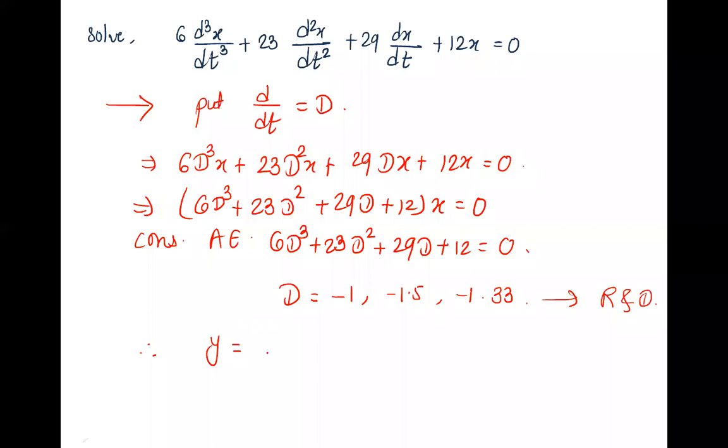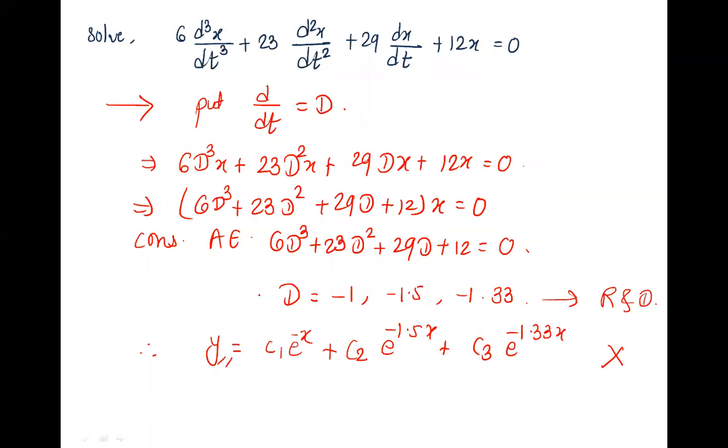So solution. Come on. C1 e raised to minus 1 x. Okay. C2 e raised to minus 1.5x plus C3 e raised to minus 1.33x, and you are wrong. Why are you wrong? Roots are correct. Everything is okay. But you are wrong. Solution is wrong. Why?